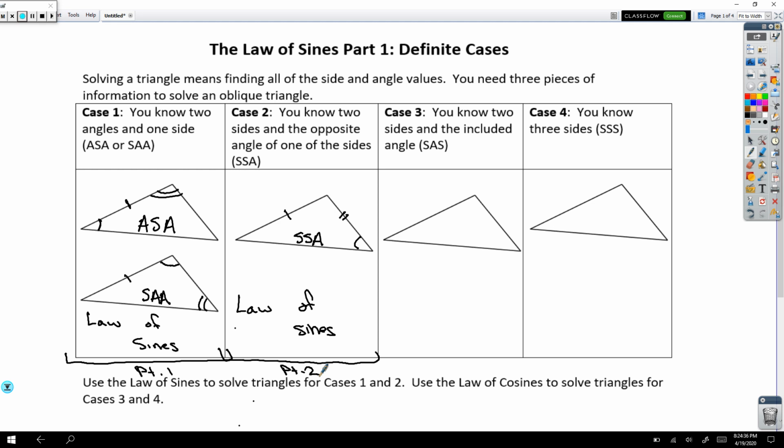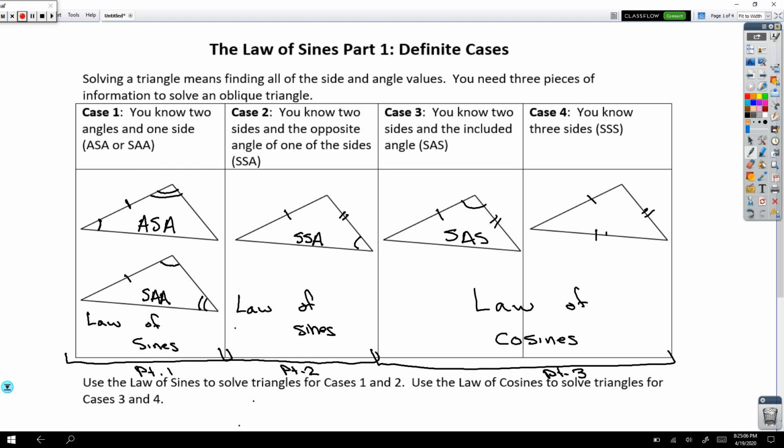And the final 2 cases, case 3 and case 4, deal with the law of cosines. And that will be part 3 of this. Okay? Now, case 3 is when you know 2 sides and the included angle. So SAS, side, angle, side, right? And then case 4 is when we know all 3 sides. So S, S, S. And again, for 3 and 4, we'll use the law of cosines, but we'll talk about that later on in another video. All right, so again, focusing on case 1.